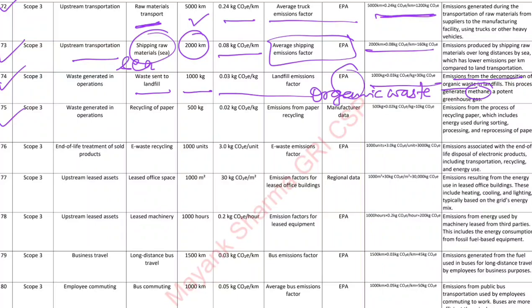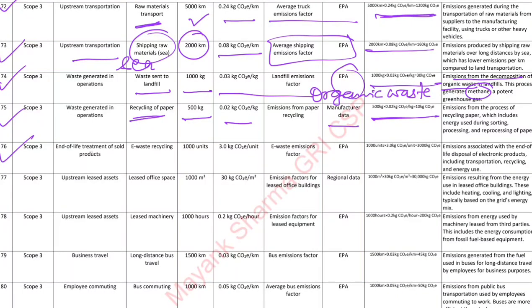Example number 75, scope 3 waste generated in operations, but what we are doing with the waste, recycling of the paper. Okay, so 500 kg recycled, this is the emission for paper recycling, where during the recycling phase itself energy used during the sorting, processing, reprocessing of the paper actually. And this data we get from the manufacturer, emissions from paper recycling, and that's how the calculation is done. The total quantity, the weight in kilogram multiplied with the emission factor.